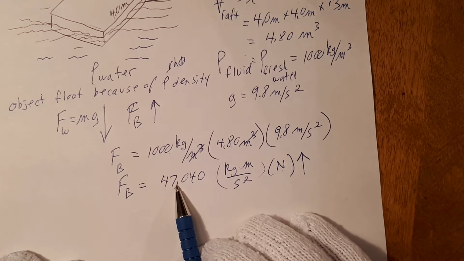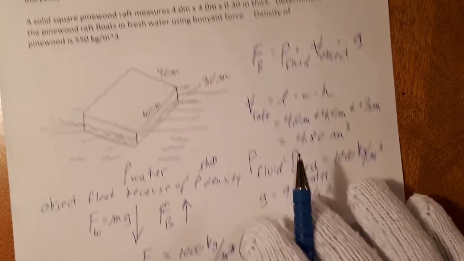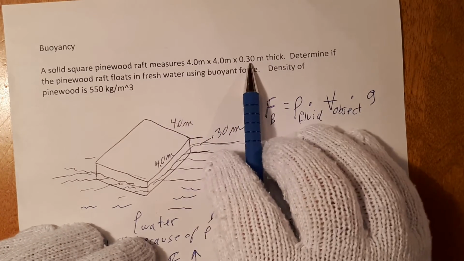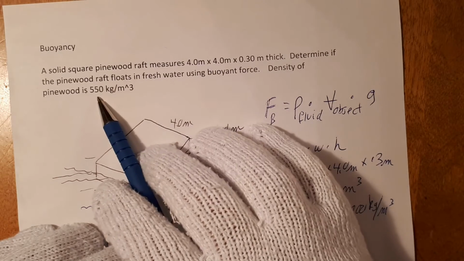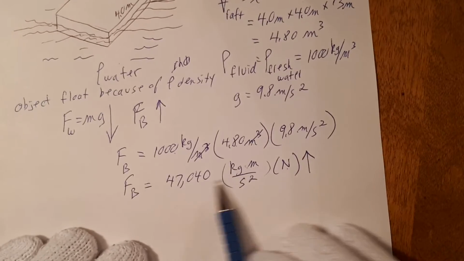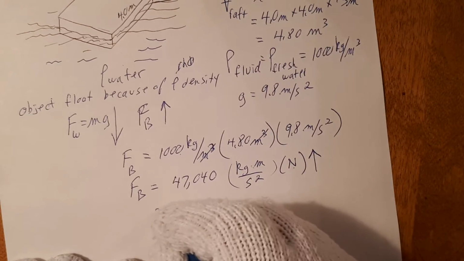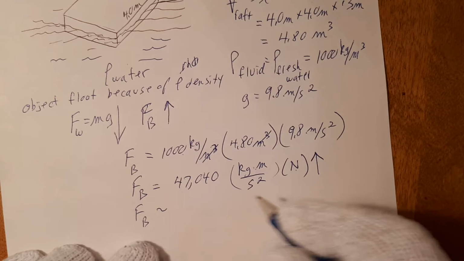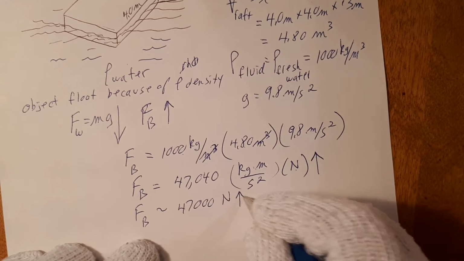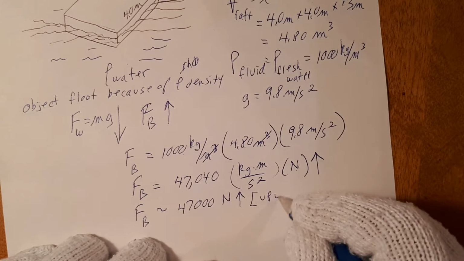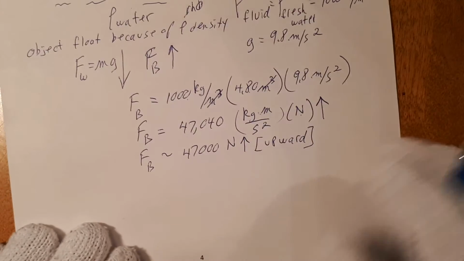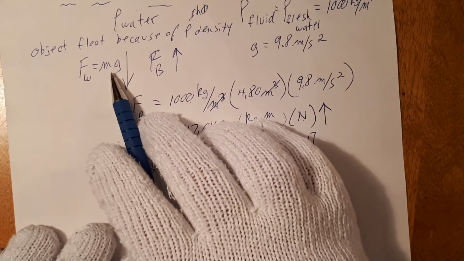We can reduce this now to proper significant figures. If we go back to our original word problem, we have here 2 sig figs, 2 and 2. We can ignore the density of the pine, but it also is 2. So we're going to reduce this to 2 significant figures. So buoyant force is approximately 47,000 newtons upward. Now we need to just calculate the weight.